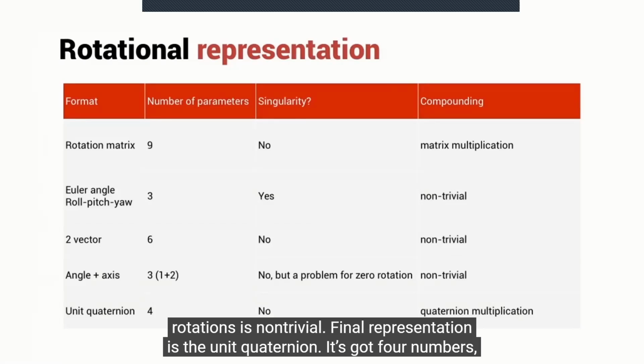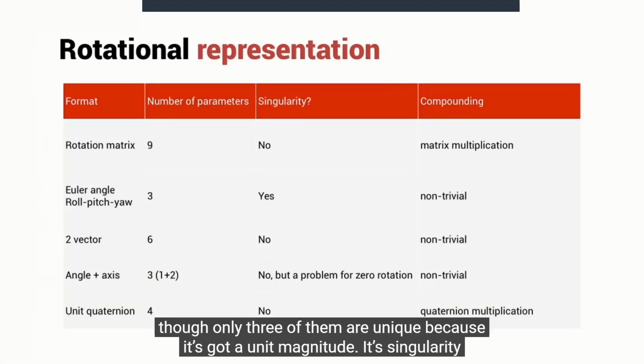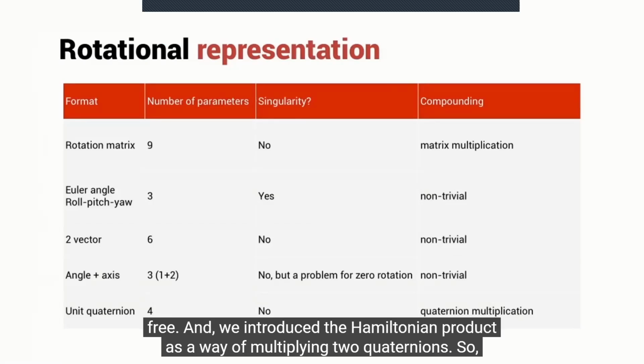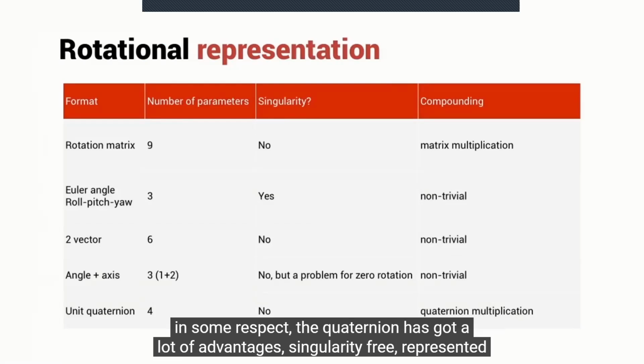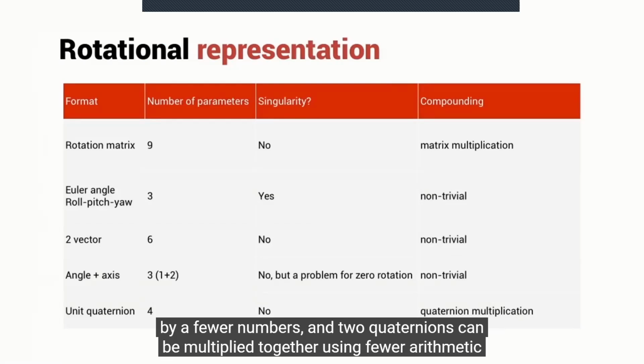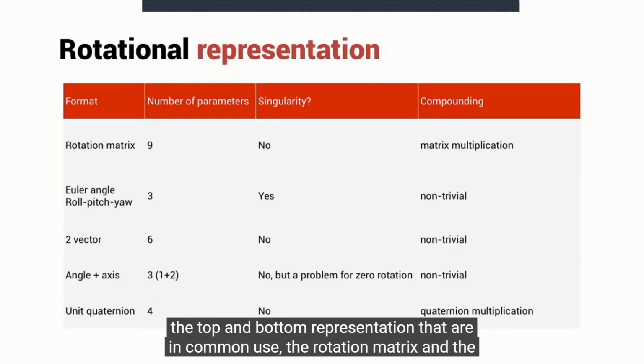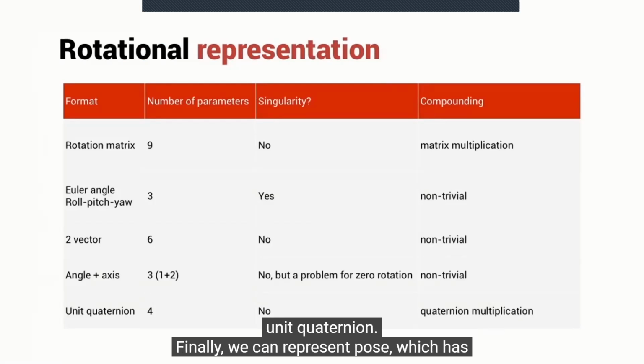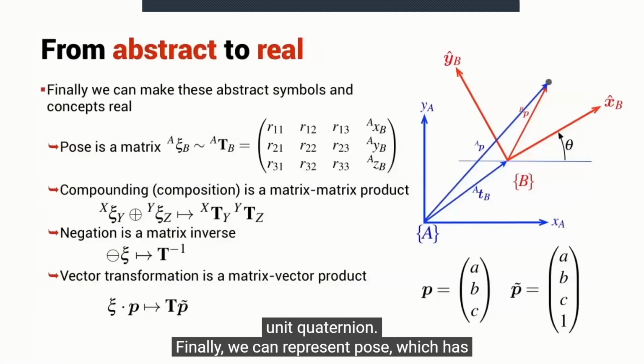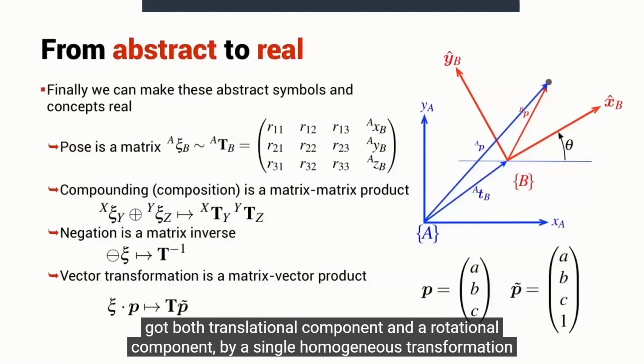It's got 4 numbers, though only 3 of them are unique because it's got a unit magnitude. It's singularity free, and we introduced the Hamiltonian product as a way of multiplying 2 quaternions. So in some respects, the quaternion has got a lot of advantages: singularity free, represented by fewer numbers, and 2 quaternions can be multiplied together using fewer arithmetic operations than is the case for matrix multiplication. In robotics, it's really the top and the bottom representation that are in common use, the rotation matrix and the unit quaternion.